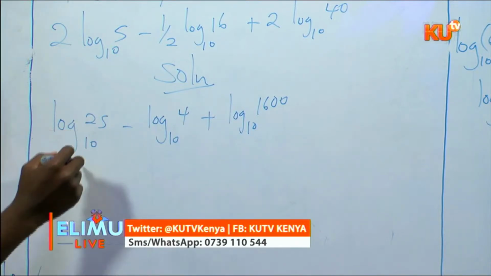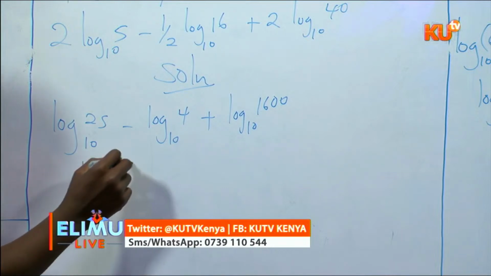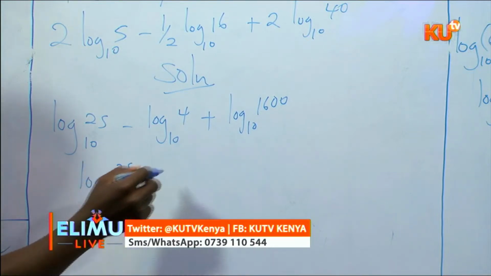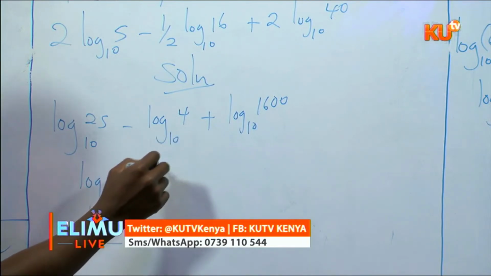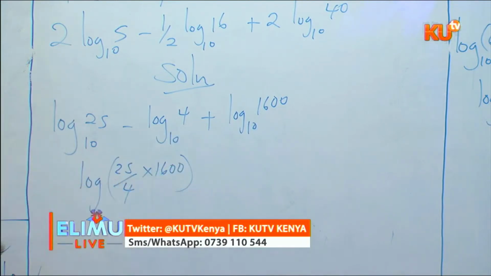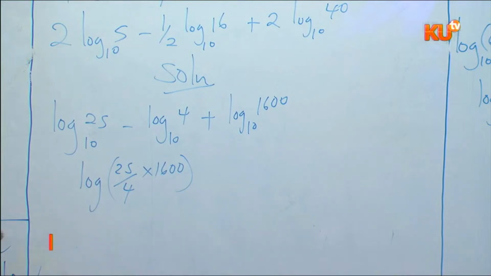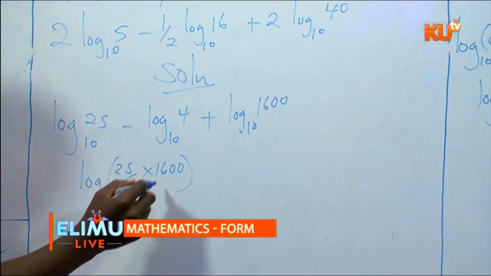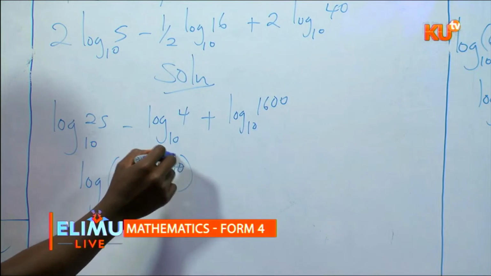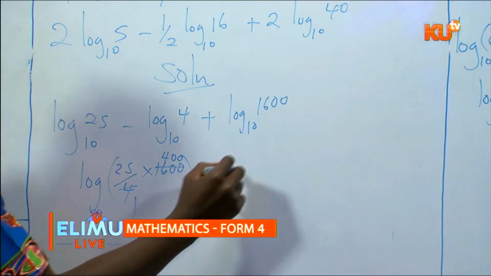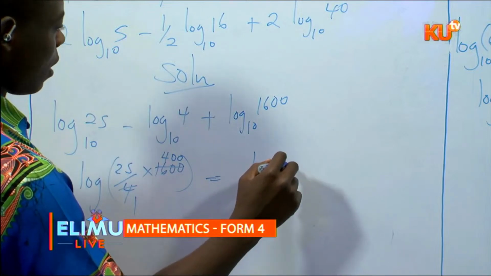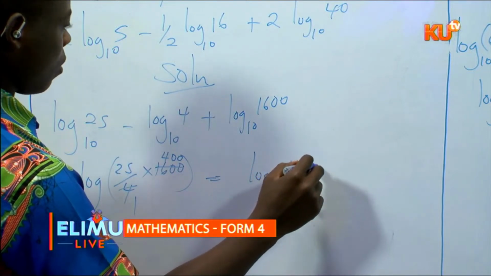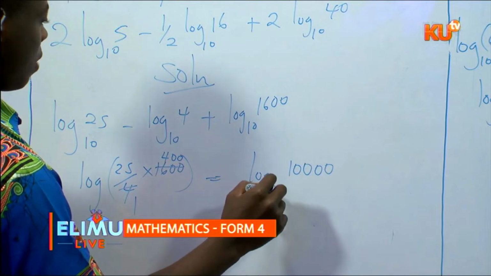So we'll work out this to have log 25. We divide by 4, then we multiply by 1600. 4 into 1600, 4 here, this is 400. And so we have this as log 25 times 4, that is 100, and 100 times 100 is 10,000. And remember, it's base 10.